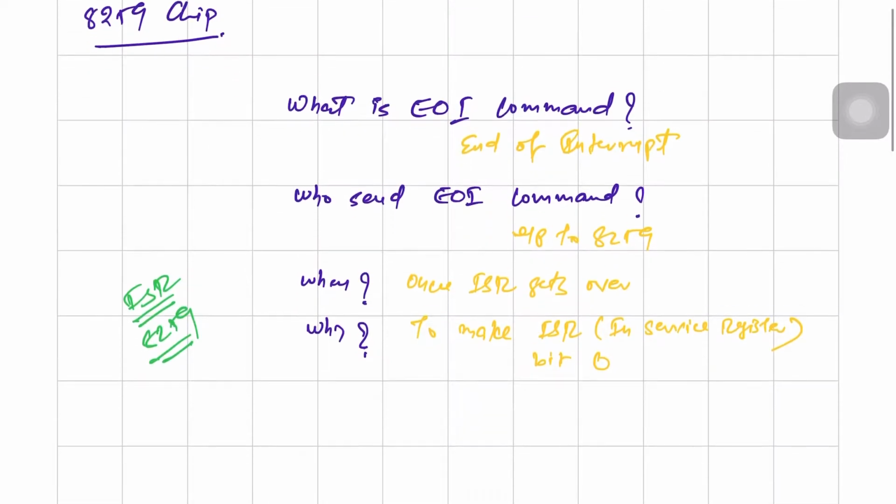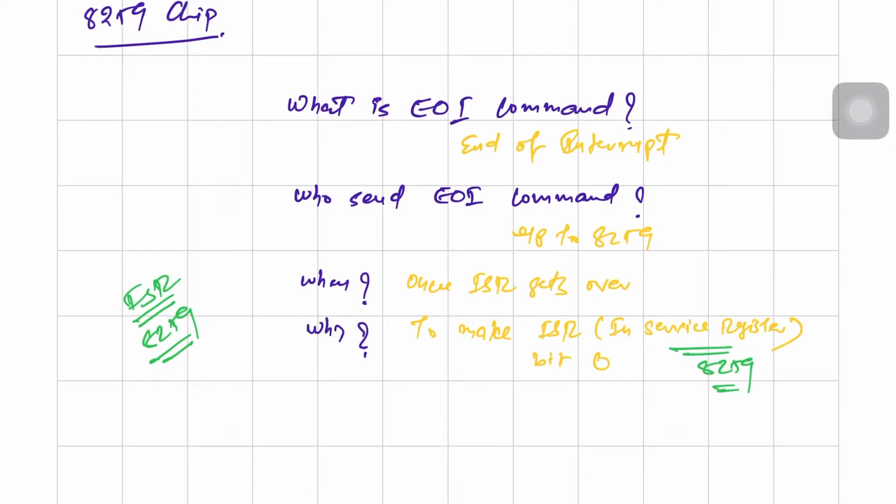Because when that interrupt service routine is executed, the pin is set to one in the in-service register of the 8259. So now you need to tell your 8259 that this interrupt is over. If you don't tell your 8259 that the interrupt service is already over and it is already served, it still shows that it is in service, and no other interrupt will get service.